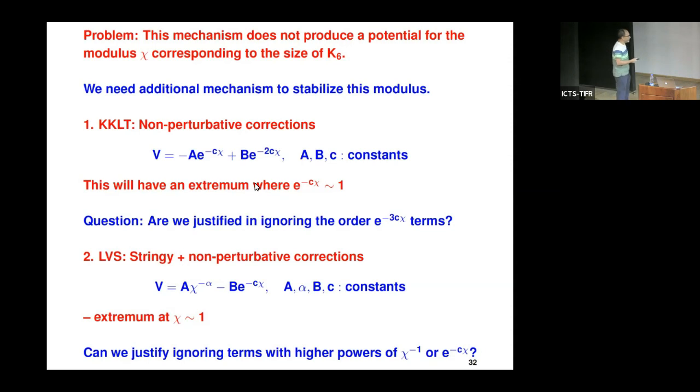In the large volume scenario, one plays the stringy corrections against the non-perturbative corrections. Here the potential has a power law in chi, and again an exponentially suppressed term coming from non-perturbative corrections. Again, one can show that this has an extremum at chi of order 1. And in special cases, if you have these constants appropriately adjusted, you may get a solution where chi is small, or chi is large, which is what we need, where the higher order terms are under control.